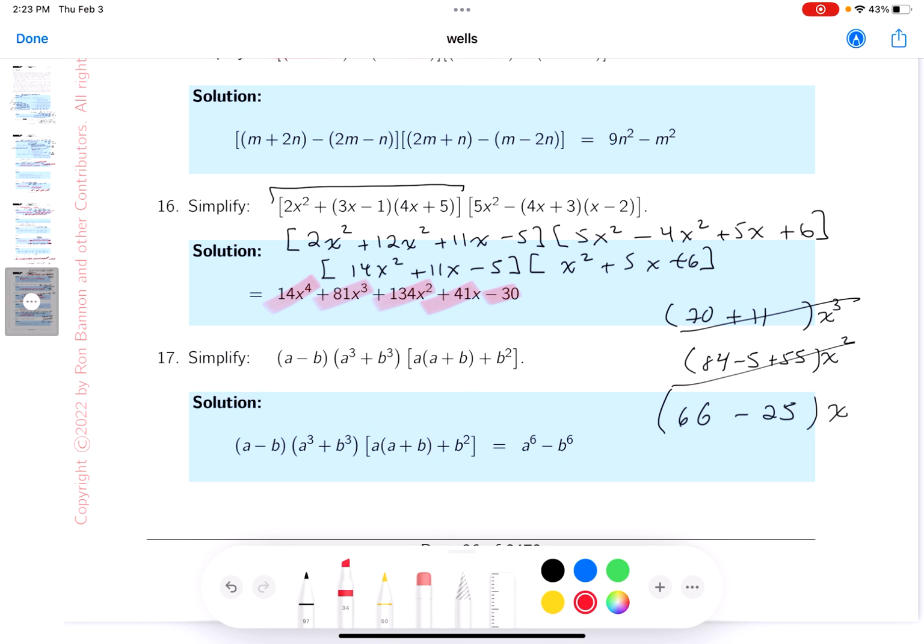So again, there's a variety of ways of doing it, including just straightforward multiplication, not thinking about anything, and then combining like terms. But I'm looking for combinations.